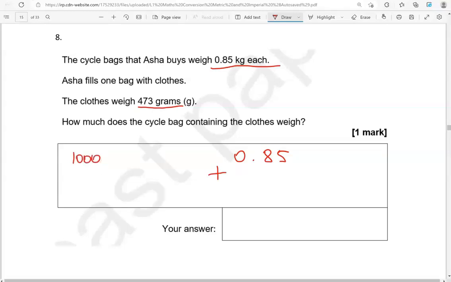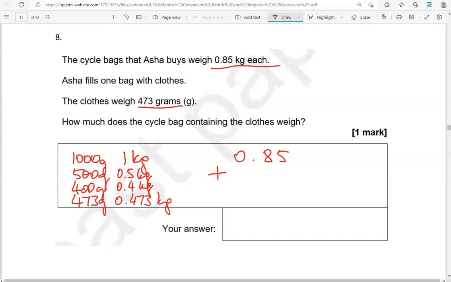1000 grams make 1 kilogram. Because we can't add grams and kilograms, I'm going to convert this into kilograms first. So 1000 grams equal 1 kilogram. 500 grams equals 0.5 kilograms. 400 grams, that is 0.4 kilograms. 473 grams equals 0.473 kilograms. So I'm going to add 0.473 here.